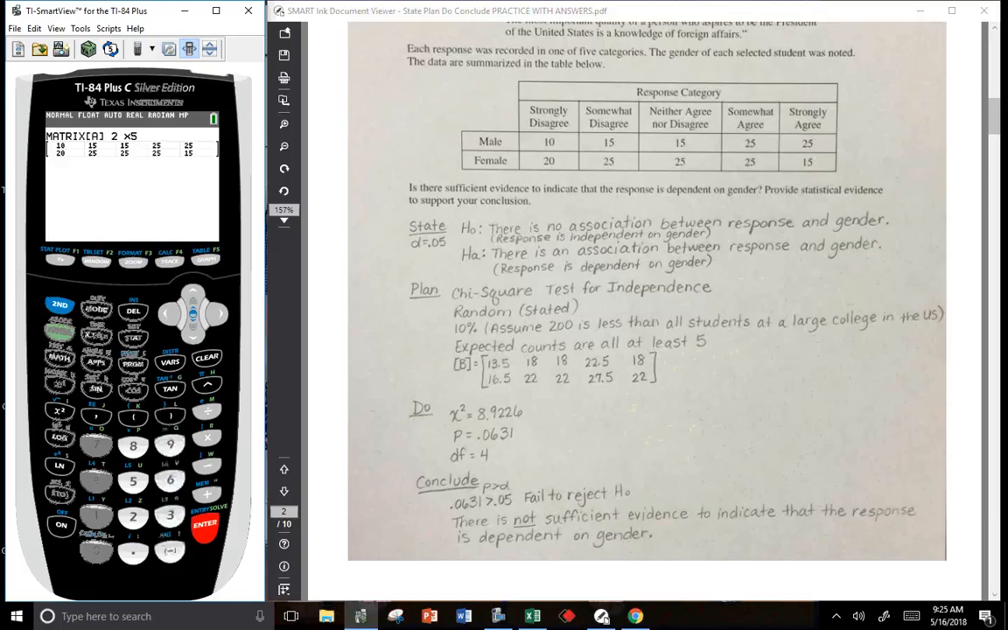Okay, so when I ran the test, you'll notice that I did get those values that I have written under my do. Let me get this to go, calculate first. I got chi-squared was 8.9226. I got the p-value is 0.0631. Excuse me, degree of freedom is 4. How did they come up with degree of freedom was 4? Because sometimes there's a multiple choice question that's like, how do you get this? Rows minus 1 times columns minus 1. So you subtract 1 from each of them and then multiply what you have left together. So 5 minus 1 is 4, 2 minus 1 is 1, 4 times 1 is 4.